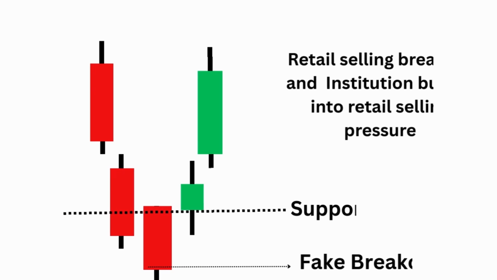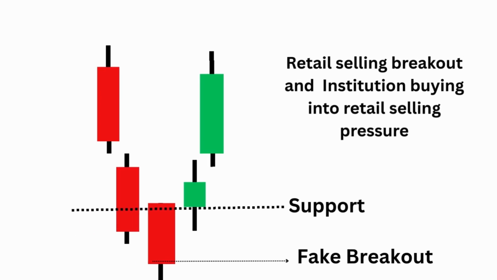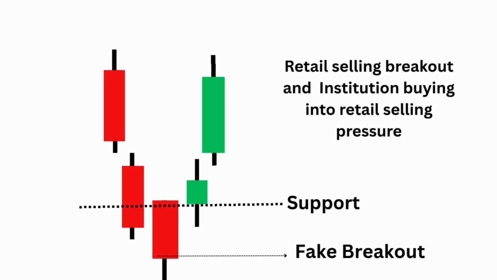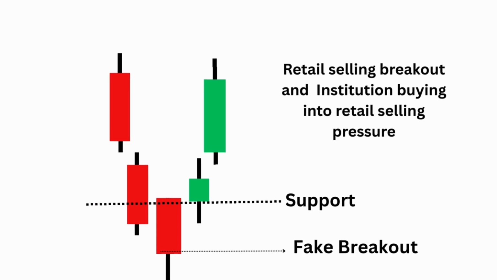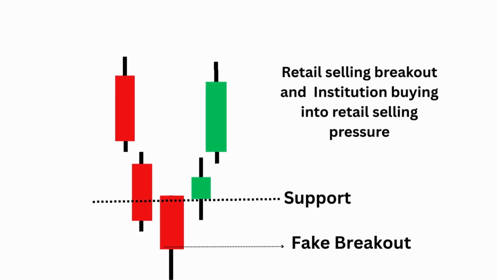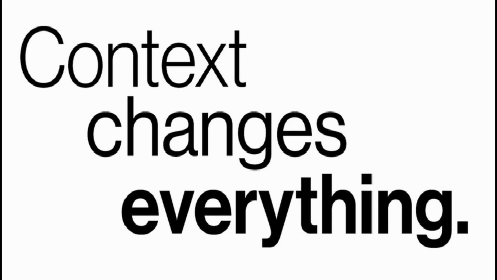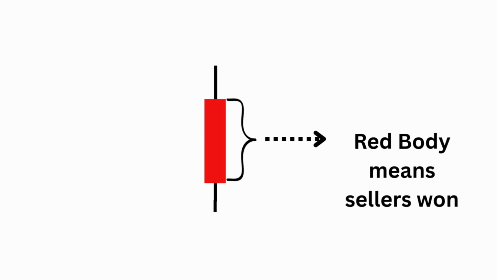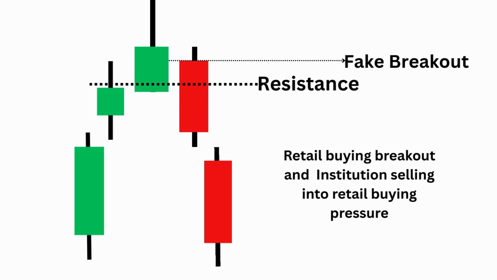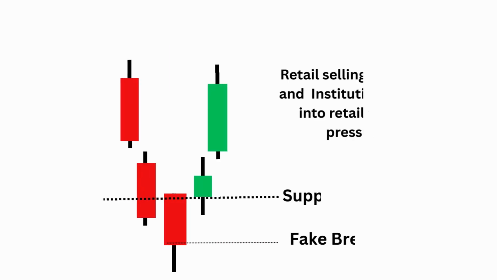A bearish candle at obvious support, same deal. It's often a liquidity grab. Retail traders panic and sell. Institutions buy from them at a discount. Context is everything. It's not about the candle color. It's about where that candle is forming and what happened before it.